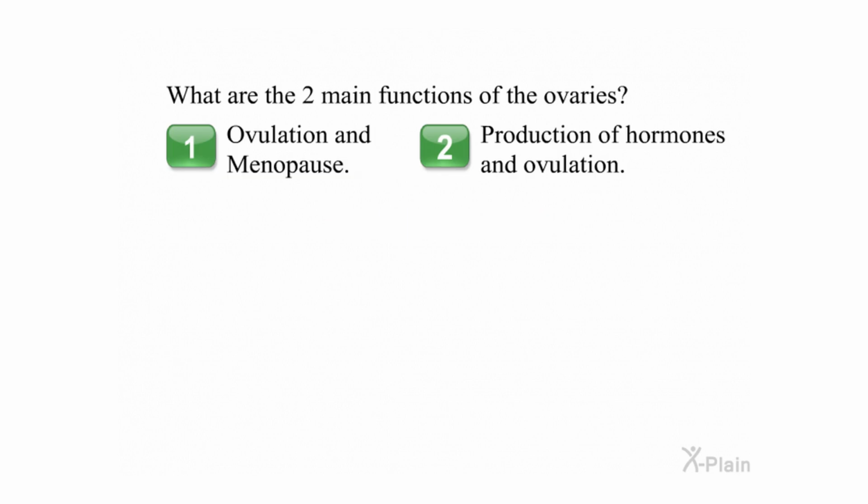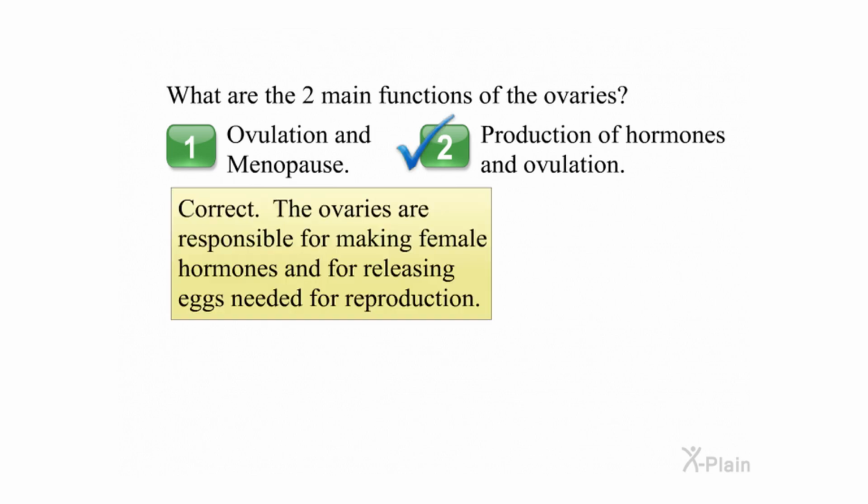What are the two main functions of the ovaries? Choose one of the following options. 1. Ovulation and menopause. 2. Production of hormones and ovulation. Correct. The ovaries are responsible for making female hormones and for releasing eggs needed for reproduction.